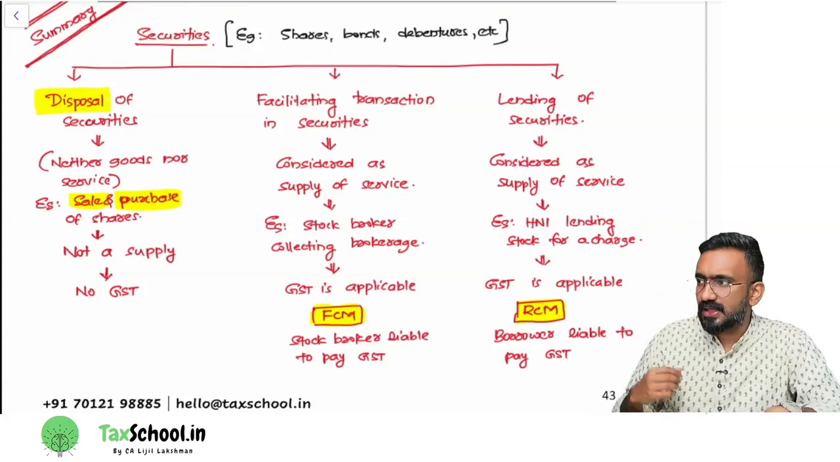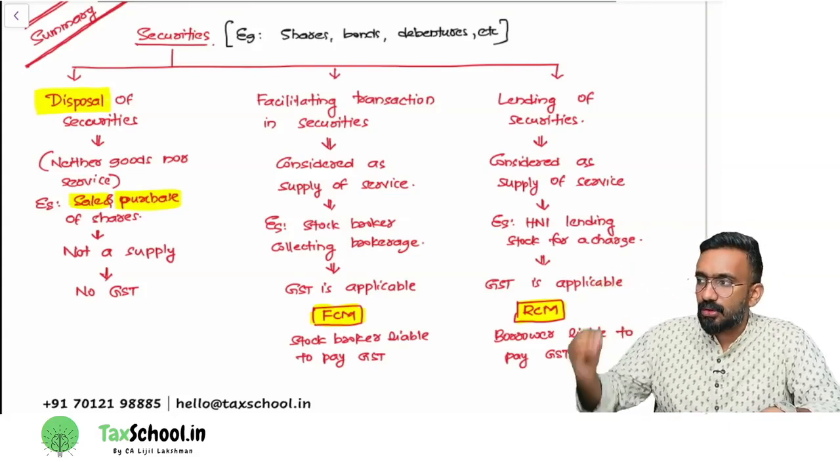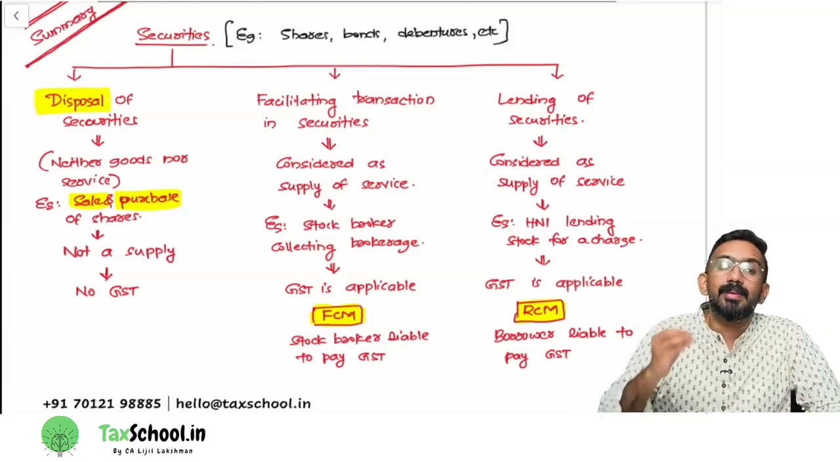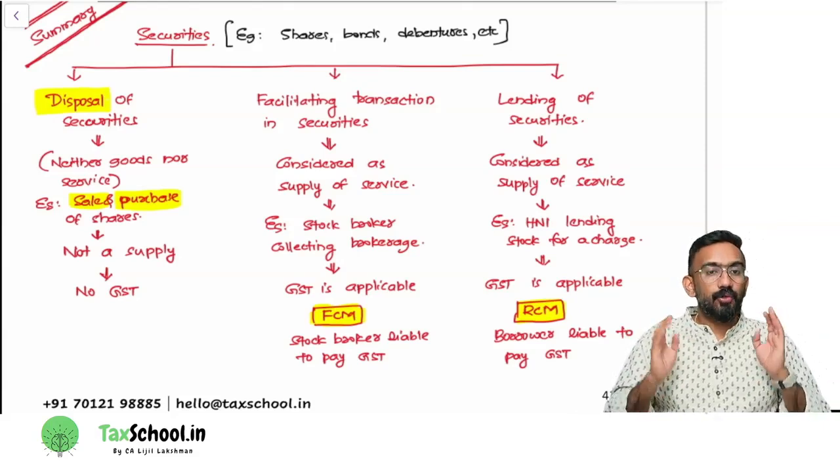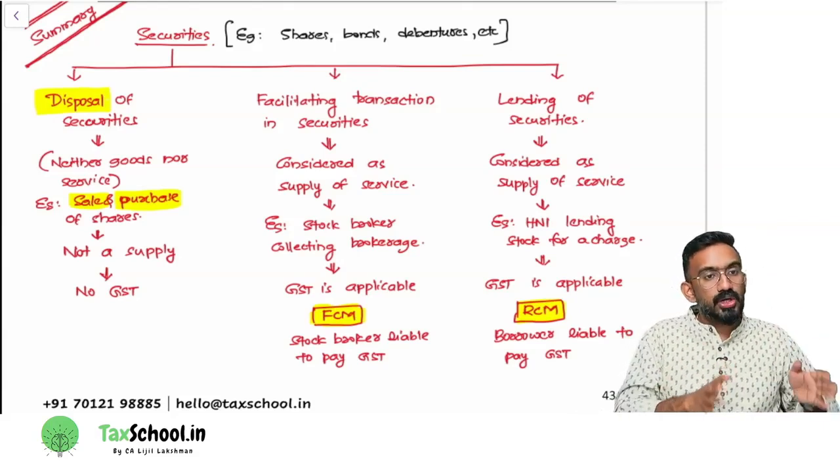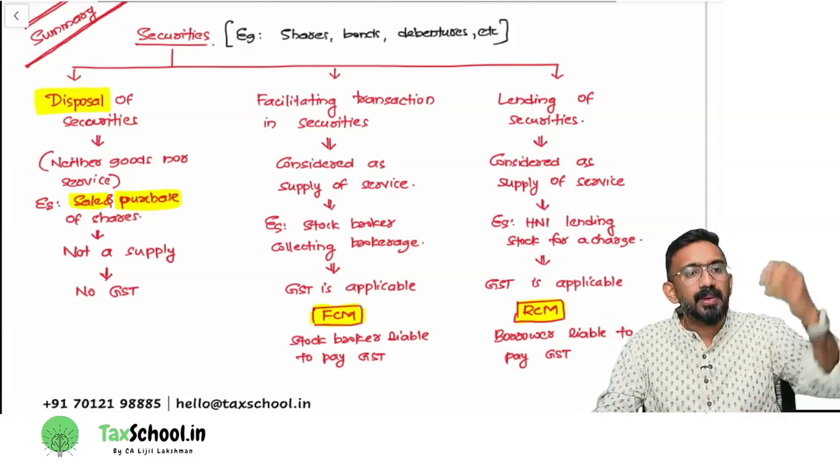Facilitating transactions in securities is considered a supply of service. Example: a stockbroker collecting brokerage. GST is applicable. Then who will pay GST? The stockbroker will pay GST, which means it will be taxed under forward charge mechanism. The stockbroker will collect the GST from the person who is doing the trading and pay under FCM.